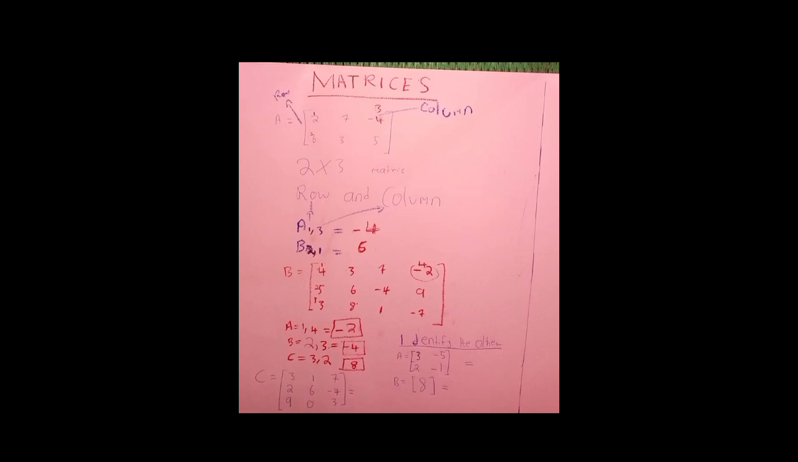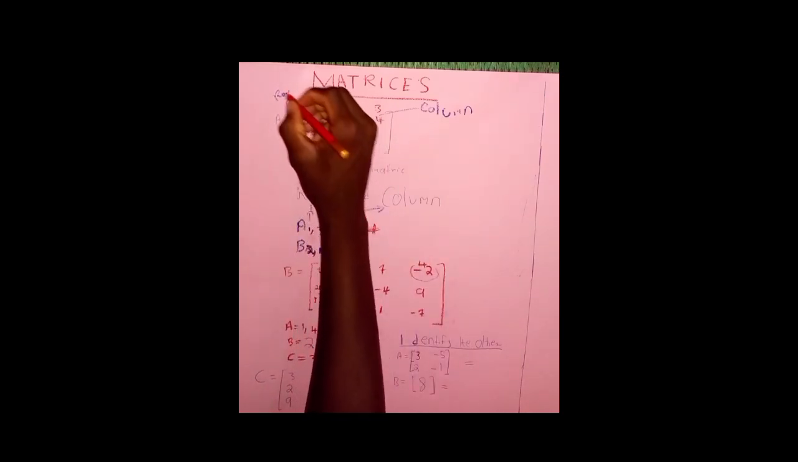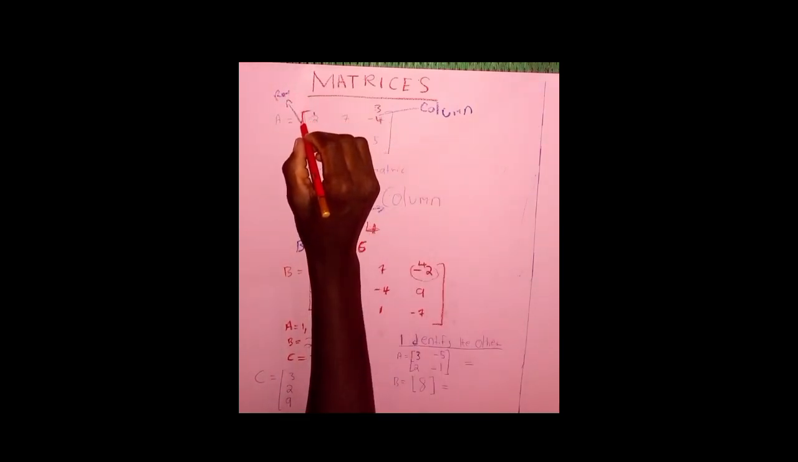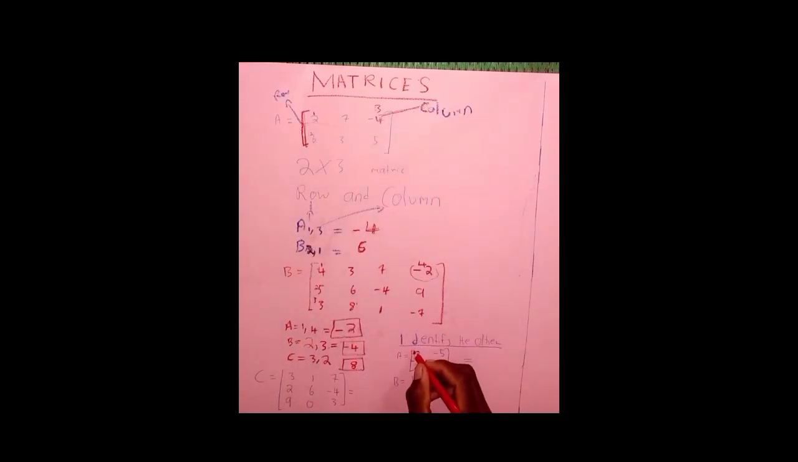Okay, let's identify some orders. We have to identify the order of A, the order of B, and the order of C. As I said before, the horizontal line is called our row, and the vertical one is called the column. Here in the row, how many numbers do we have? 1, 2. And in the column, also 2 numbers. So the row has 2 and the column also has 2, so the matrix is a 2 by 2 matrix.